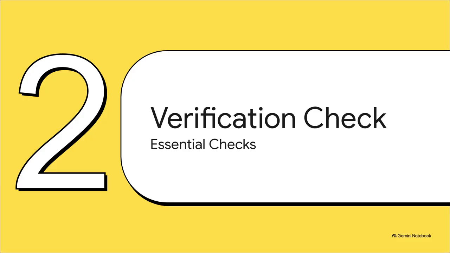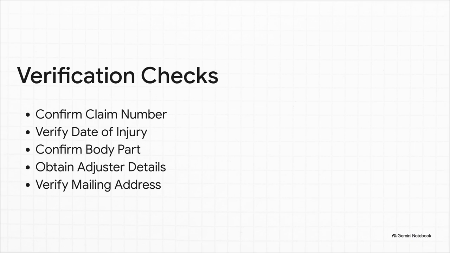Moving right along to Section 2, the front-end verification checklist. These are your essential front-end checks. Before treating any patient who walks in presenting with an occupational injury, you've got to run through this exact verification checklist. And you need to verify these details directly with the patient's employer or the workers' comp insurance carrier. Please, do not just take the patient's word for it. You must confirm the official claim number, verify the exact date of injury, and confirm the specific authorized body part.